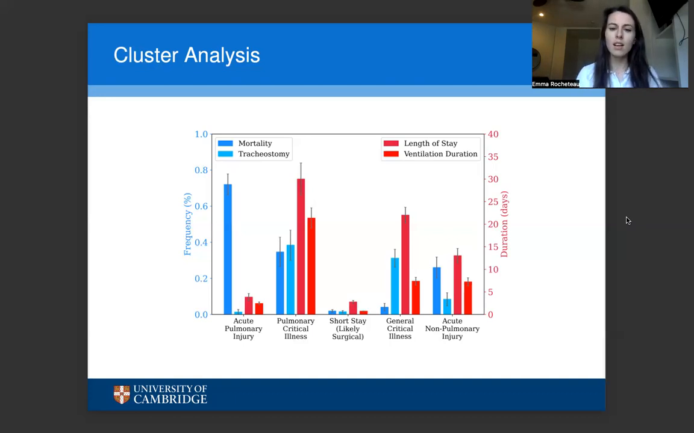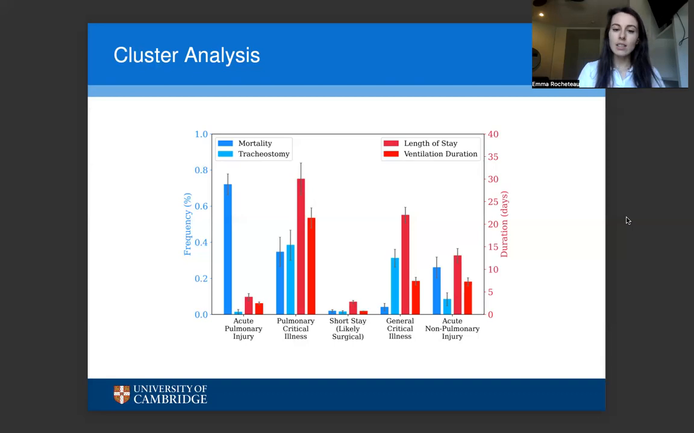The third cluster has very good outcomes, and they're mainly formed of surgical patients who are briefly admitted in the immediate post-operative period, but they recover quite quickly and are discharged. Cluster 4 is interesting because the patients have good outcomes and good lung function, but they're ventilated for an extended period of time, which suggests that they're recovering from damage to another organ in the body. So we call this the general critical illness subtype.